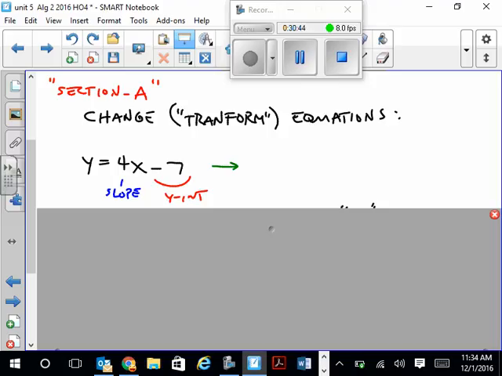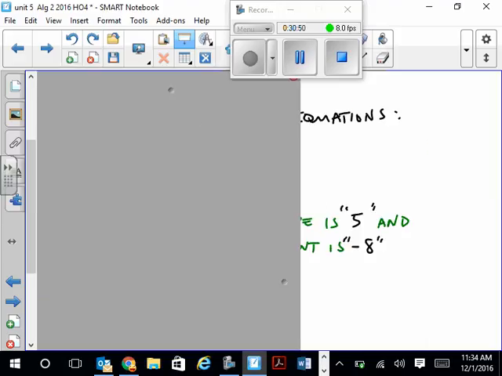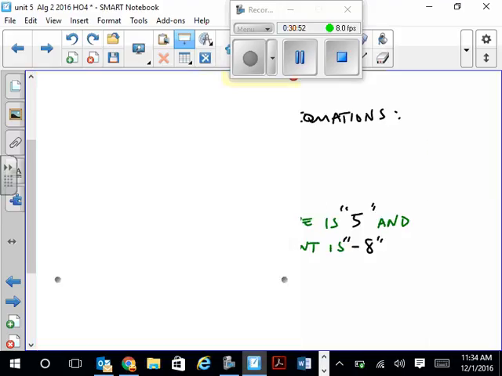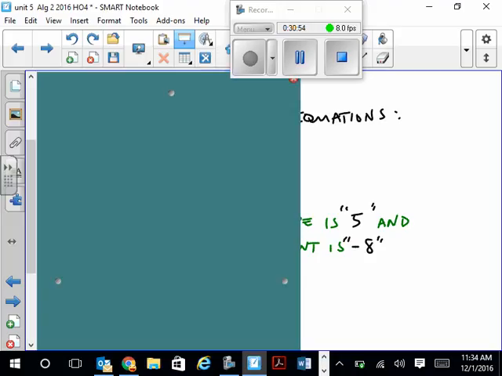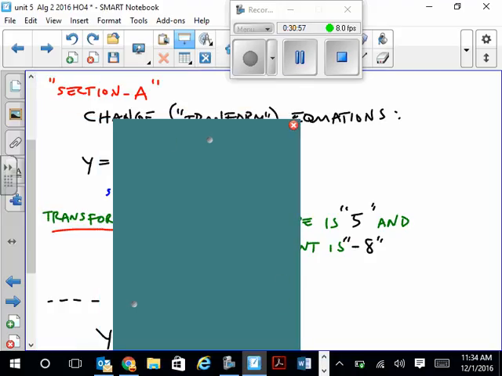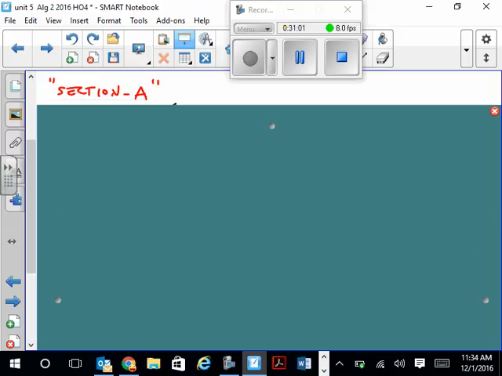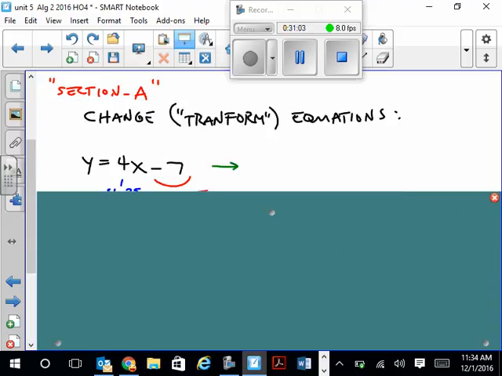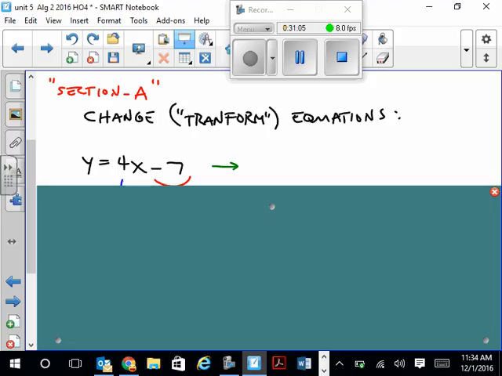Write down: transform equation. So slope is 5, and y-intercept is negative 8. Write that down. That's the way they're going to ask the question. What does that mean? Could you please change the slope from what it was to the new number? And would you please change the y-intercept to the new number?